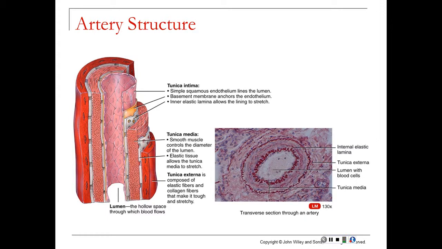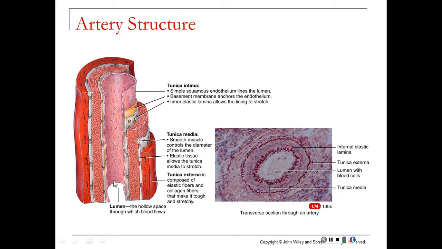This is mostly made of smooth muscle. It's the smooth muscle that's going to control the diameter of the lumen. It's also very elastic, which allows the tunica media to stretch a little bit as the blood pressure lowers and that lumen widens. The tunica externa is that outer wrapping of the arteries, and this is made of mostly elastic and collagen fibers to make them very, very stretchy. If you ever have the opportunity to go to a dissection and feel an artery, you can feel they're very, very rubbery. And that's because of those collagen and elastic fibers.